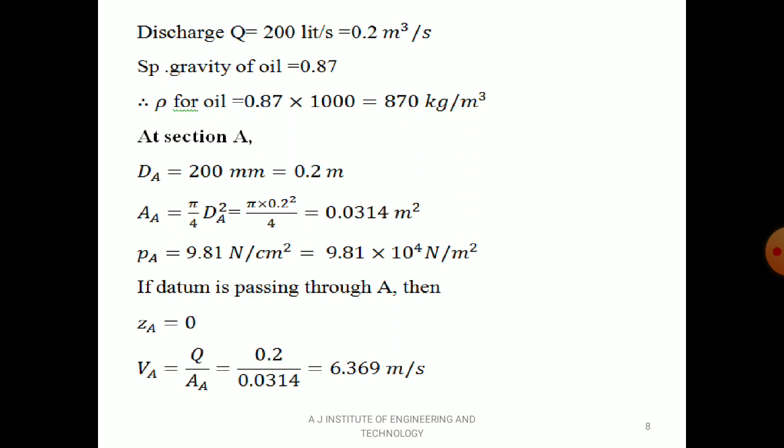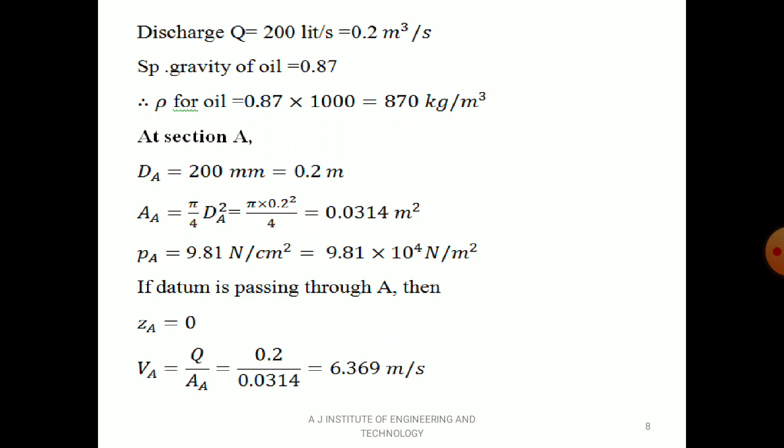At section A, dA equal to 200 mm. So convert from mm to meter, 0.2 meter. Then calculate the cross-sectional area. AA equal to pi by 4 dA square. So dA value is 0.2, pi into 0.2 square divided by 4. So that is equal to 0.0314 meter square.